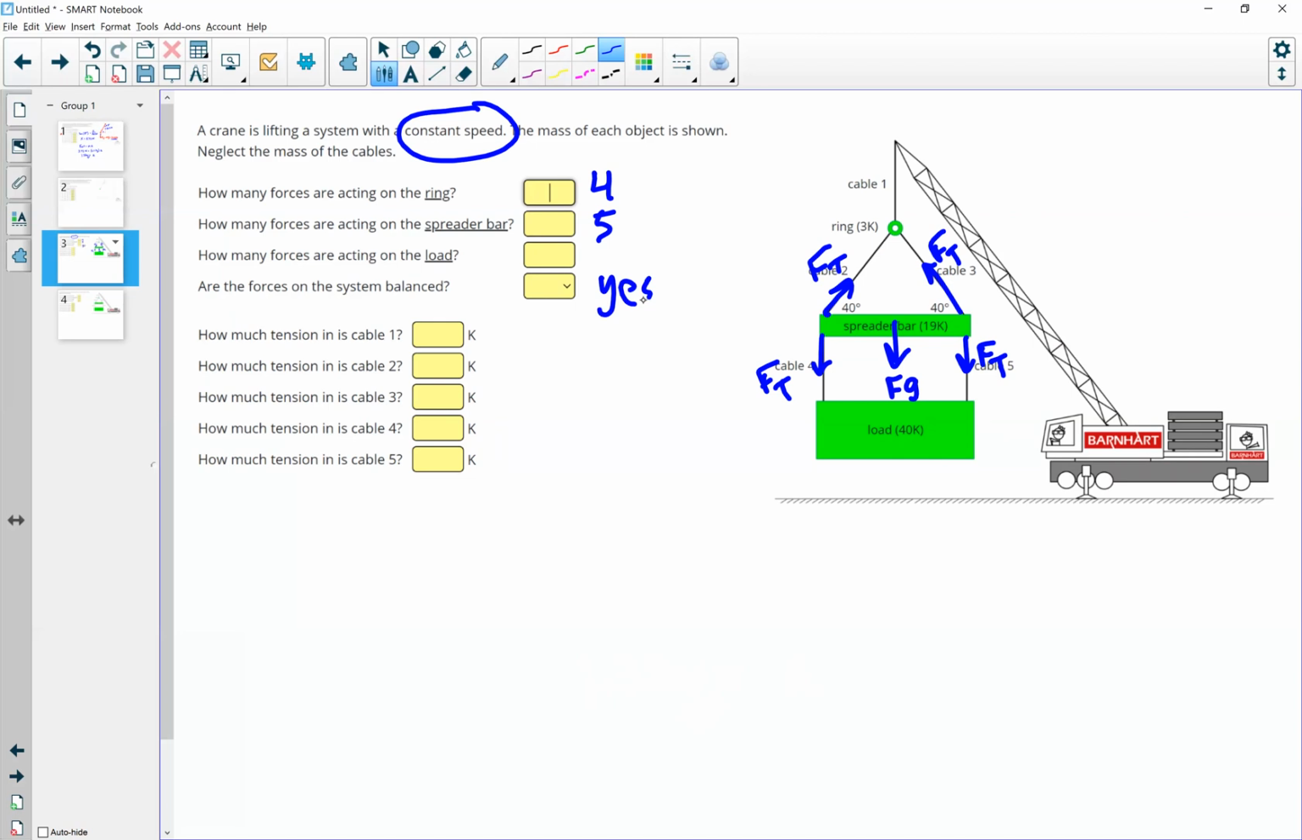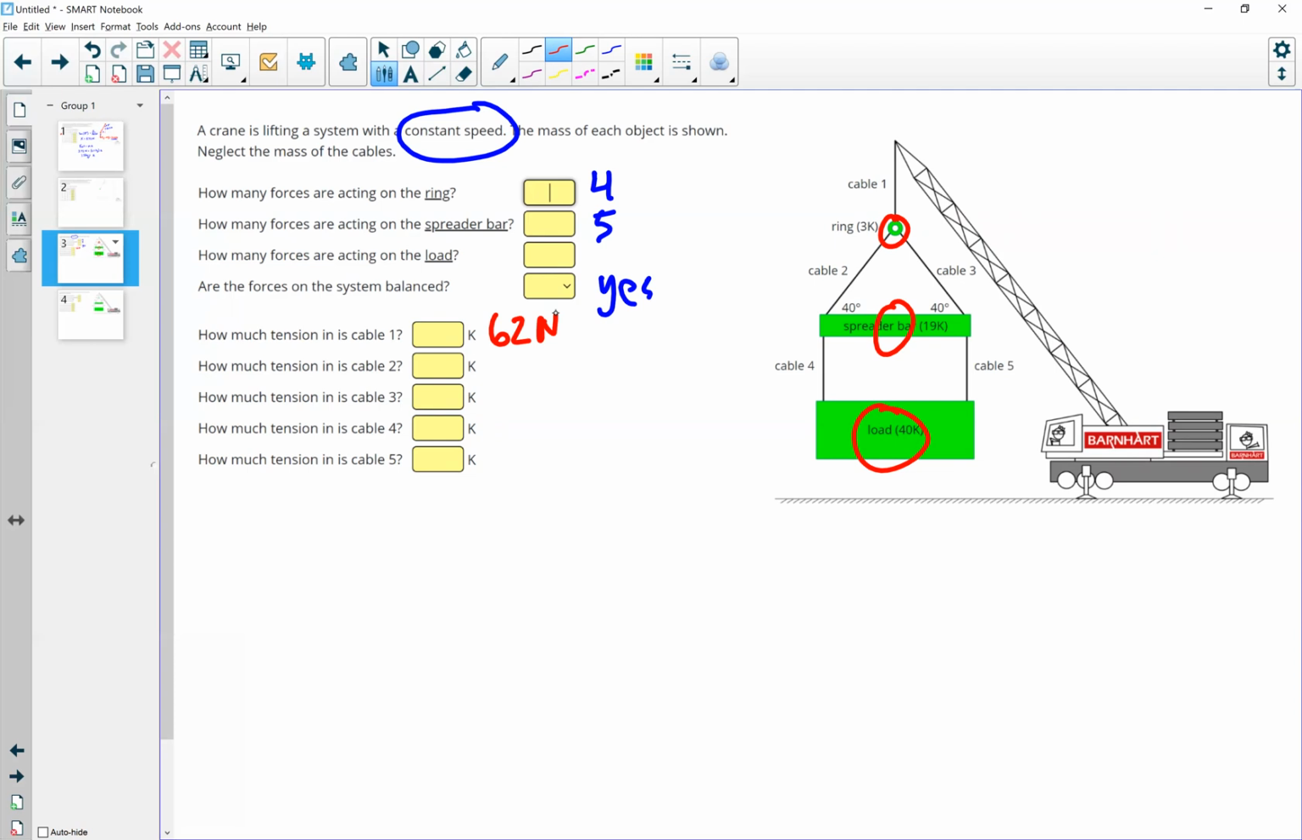How much tension is in cable one? All right, so if we think about all the forces that are at play here, cable one is bearing the weight of the ring and the weight of the spreader bar and the weight of the load. And it tells us the weight of the ring is 3K newtons, or 3,000 newtons. The spreader bar is 19,000 newtons and the load is 40,000 newtons. And so if we just add those up, cable one would have to bear the weight of all three of those things since the cables are negligible. So it's just 40 plus 19 plus three. So in tension one, we're going to see, what is that, 62,000 newtons.